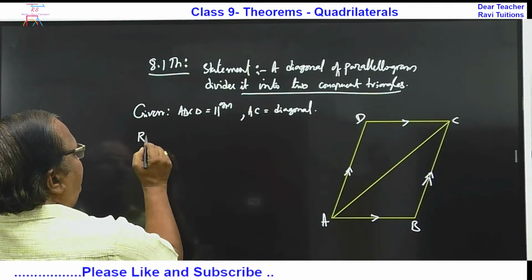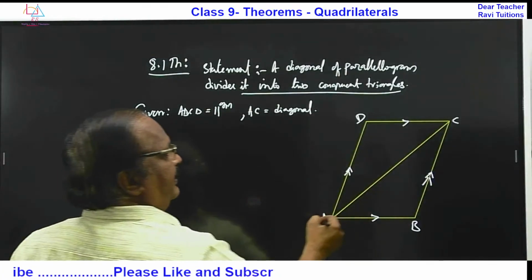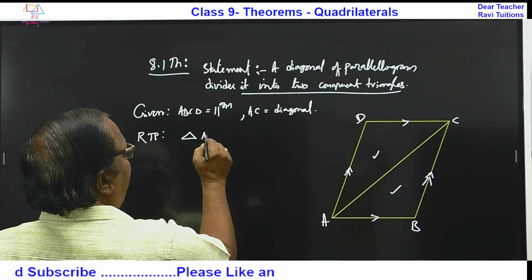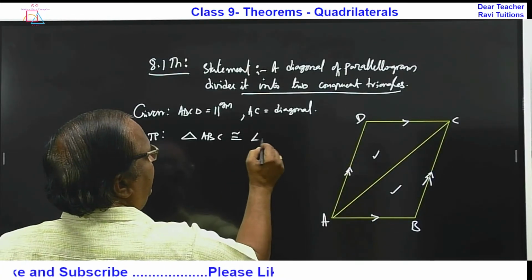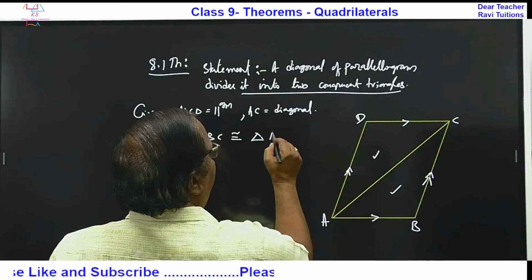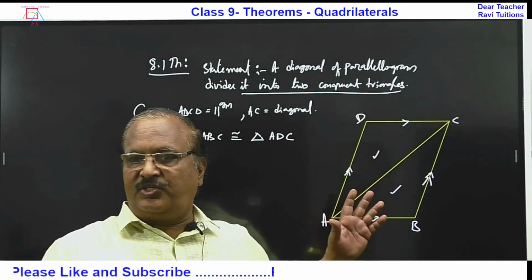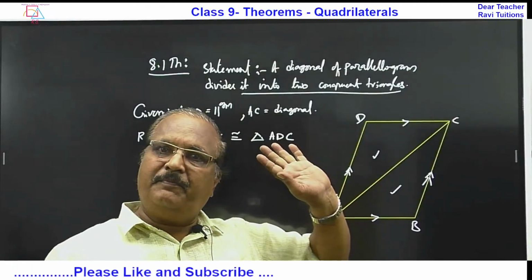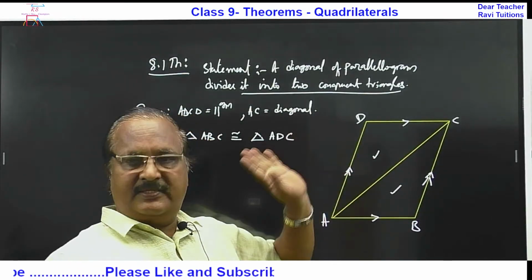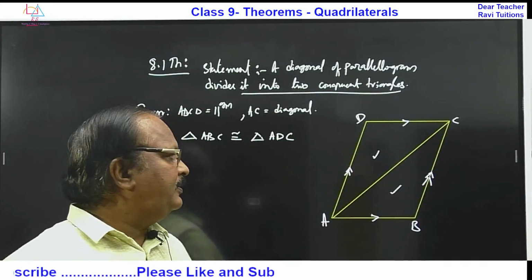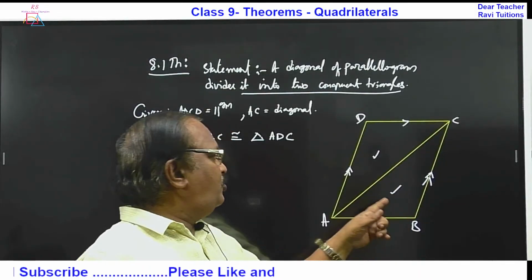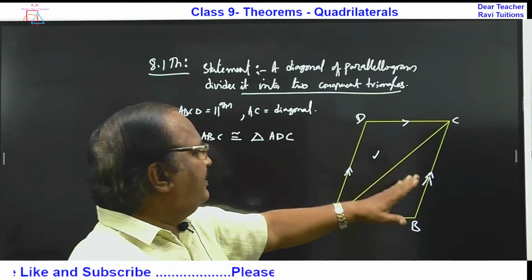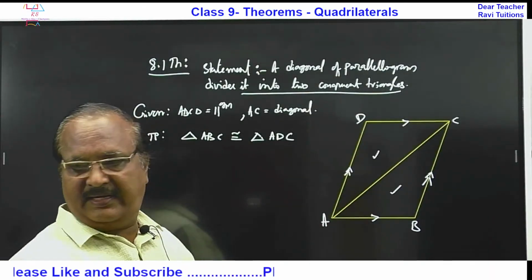So now what is required to prove? RTP: because AC is dividing the whole parallelogram into two triangles, they are congruent. We should prove them. Triangle ABC is congruent to triangle ADC. This is what we wanted to prove. You can take even BD. You can take any one diagonal. If you take one diagonal, it will get divided into two parts, and each part is a triangle, and we have to prove that this triangle is congruent to this triangle, right?